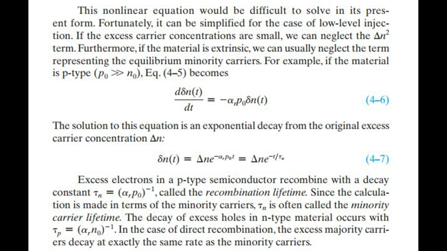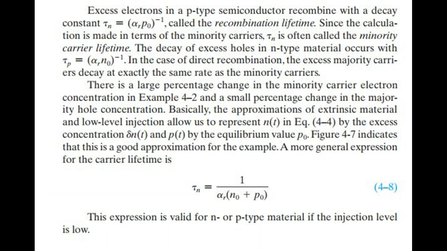Excess electrons in a p-type semiconductor recombine with a decay constant τn equal 1/(αr p0), called the recombination lifetime. Since the calculation is made in terms of the minority carriers, τn is often called the minority carrier lifetime. The decay of excess holes in n-type material occurs with τp equal 1/(αr n0). In the case of direct recombination, the excess majority carriers decay at exactly the same rate as the minority carriers. There is a large percentage change in the minority carrier electron concentration in Example 4.2 and a small percentage change in the majority hole concentration.